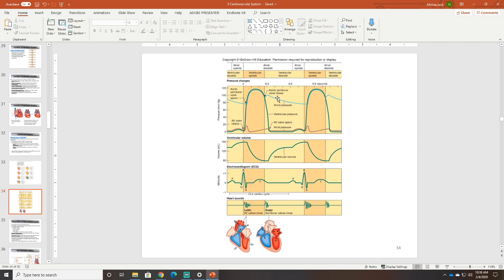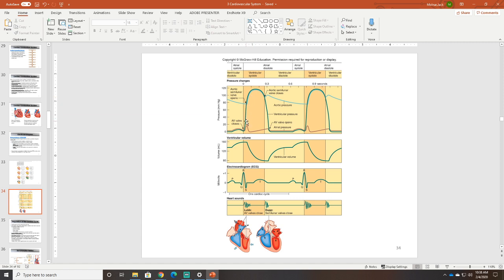We have the aortic pressure, this blue line up here. This is pressure in the aorta. Pressure in the aorta builds after ventricular systole has begun. It's falling until then, and then it builds shortly after the ventricles begin to contract.